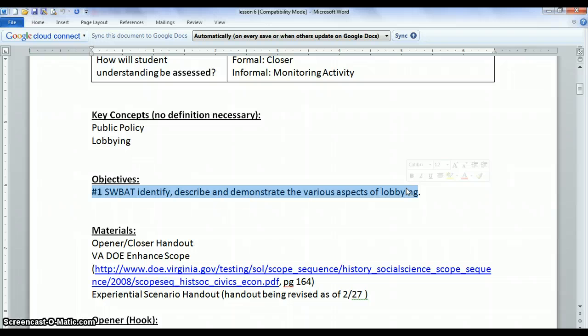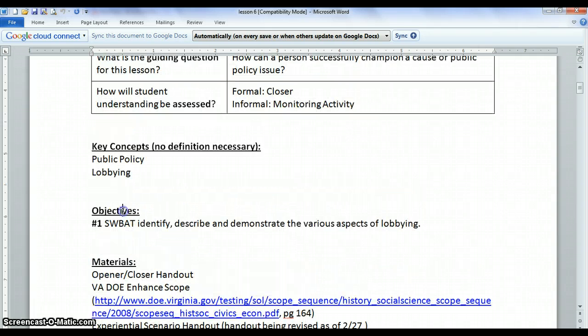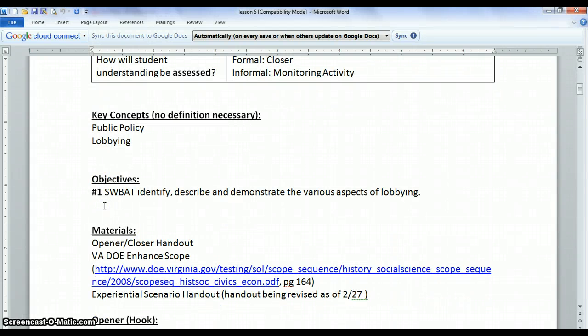Originally there were two SWBATs. The first one was supposed to be identify and describe the various aspects of lobbying. The second one was demonstrate an understanding of the lobbying process. The reason that this changed was that on the day that we gave the lesson, I decided that I didn't like my opening activity, my opener. And so I ended up cutting that out, moving the first activity to the opener, and then making the second activity still the second activity, well, the first activity and only activity, which was the lobbying exercise.